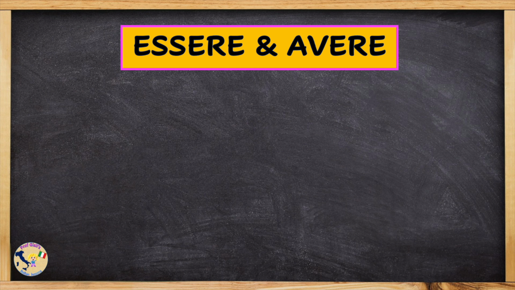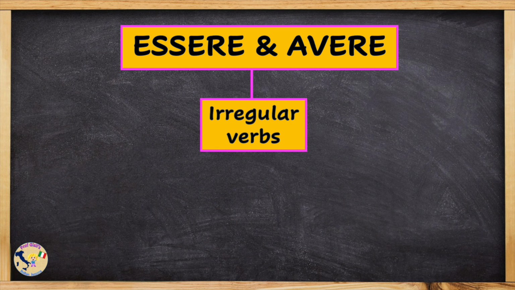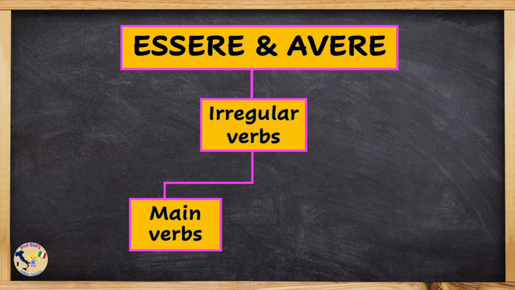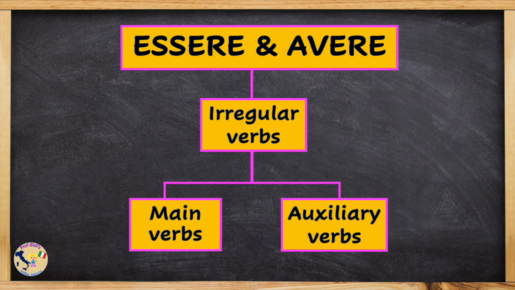Essere and avere are two of the most important and most common Italian verbs. They are irregular verbs which can function both as main verbs, expressing either the action or the state of being of the subject, and auxiliary verbs, which means that when combined with other verbs, they help form compound tenses, like the past tense. In this lesson, we will focus on the present tense conjugation of essere and avere.